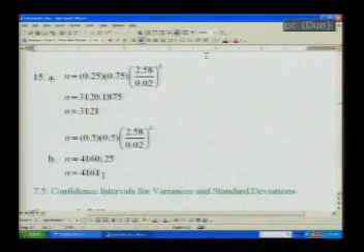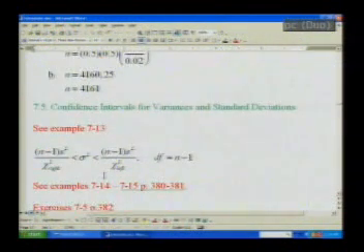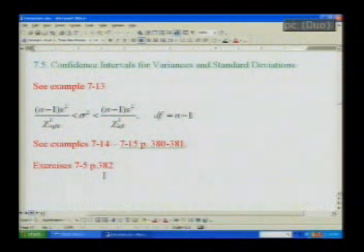Okay. So please take a look at my notes, and if you have any problem, you can email me or we can discuss in the e-portal. Okay. So next is the confidence interval for the variance and standard deviation.